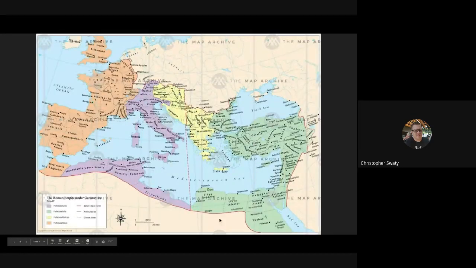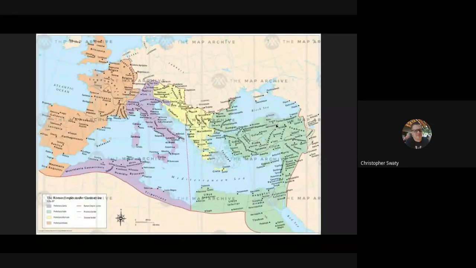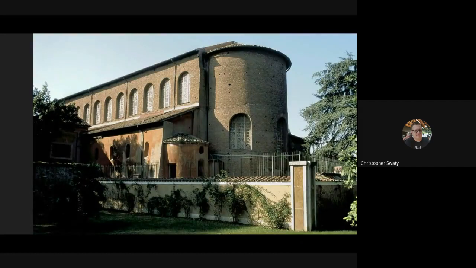So this time period, we can see how vast Rome is. We'll get back to the map with one of the next ones. Now, this is the Santa Sabina. This is in Rome, Italy, and it's made from 422 to 432 CE.